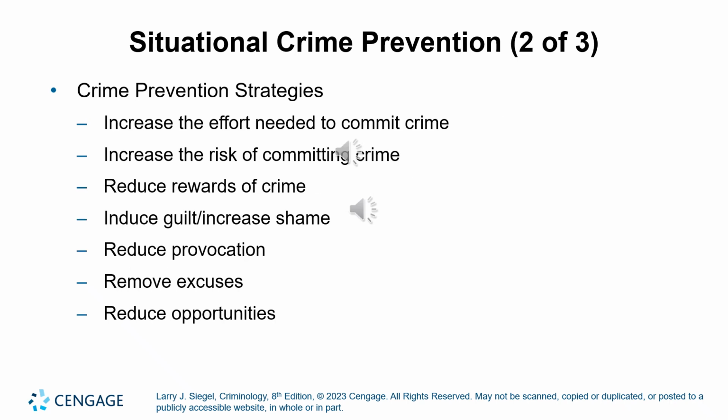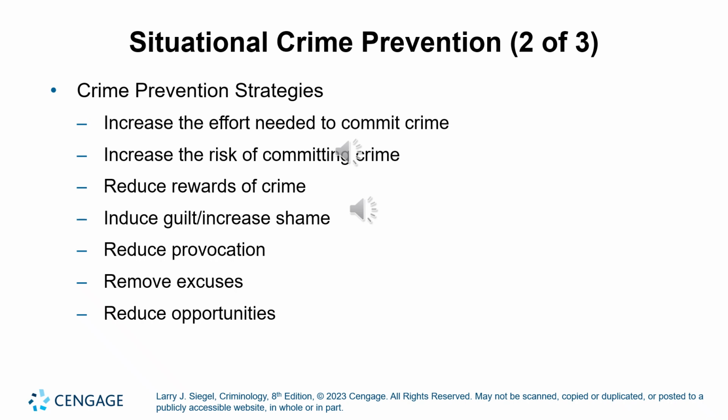All right, so let's look at the different crime prevention strategies used in situational crime prevention. First, we can increase the effort needed to commit a crime. Things like better locks, fences, or security systems make offending more difficult. Second, we can increase the risk of getting caught. This includes surveillance cameras, police presence, or attentive employees. Third, we can reduce the rewards of crime, for example, marking property, using ink tags in stores, or keeping valuables out of sight. Fourth, we can induce guilt or increase shame, which might involve strong social or community norms that discourage offending.